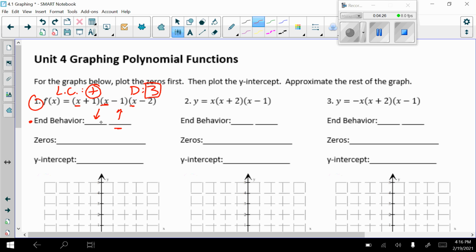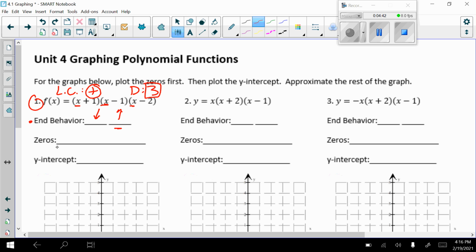Right, so that means that the end behaviors are flip-flopped. The right side's going up, the left side's going down. I'm just going to write it like that with arrows. Right? The zeros simply mean the solutions of the graph, where the graph crosses the x-axis. We just finished that chapter.